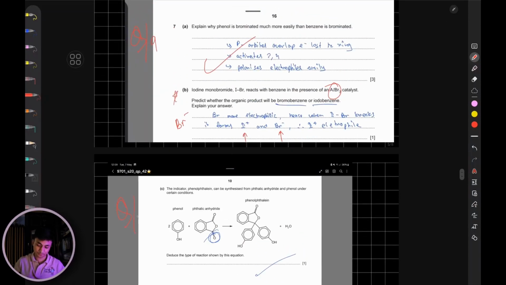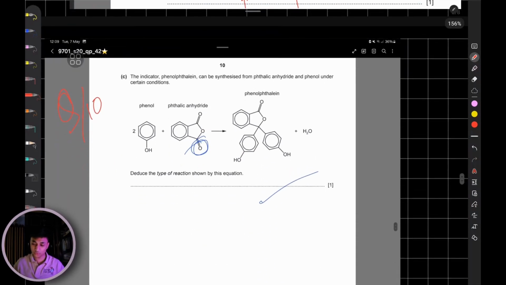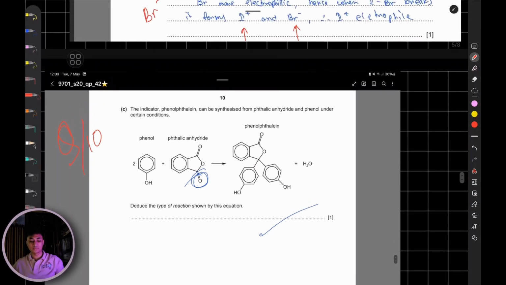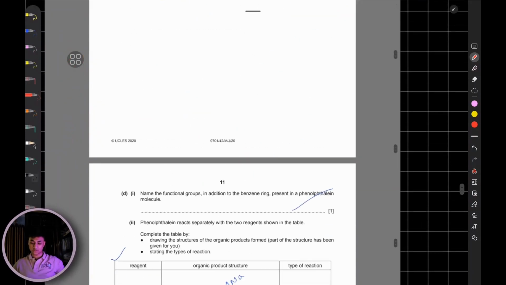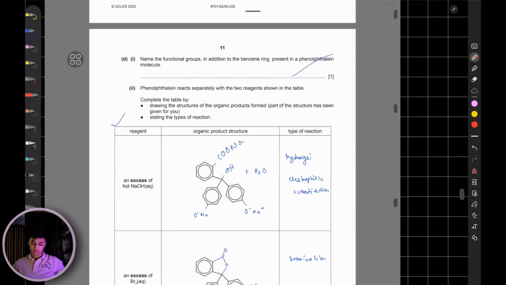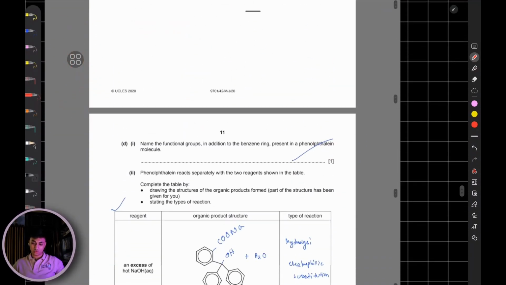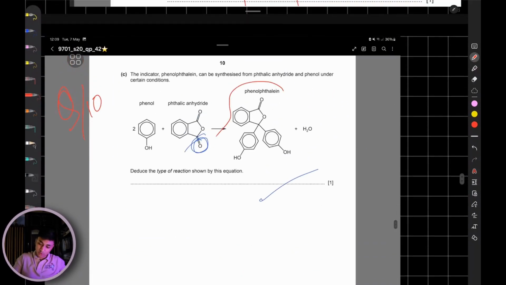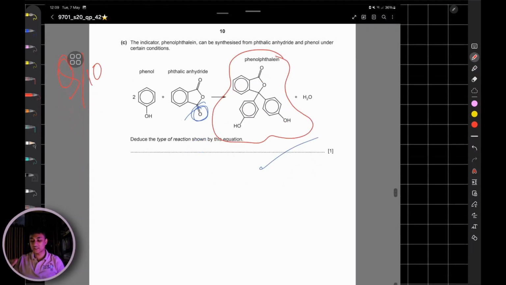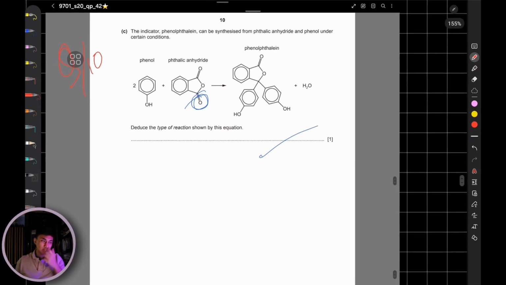Now, question 10. This is from summer 20 of paper 4-2. Okay. This is your phenolphthalein. Just take a look at it. So, now you're going to see how this phenolphthalein is going to react to give you that color change, right? Fair enough.